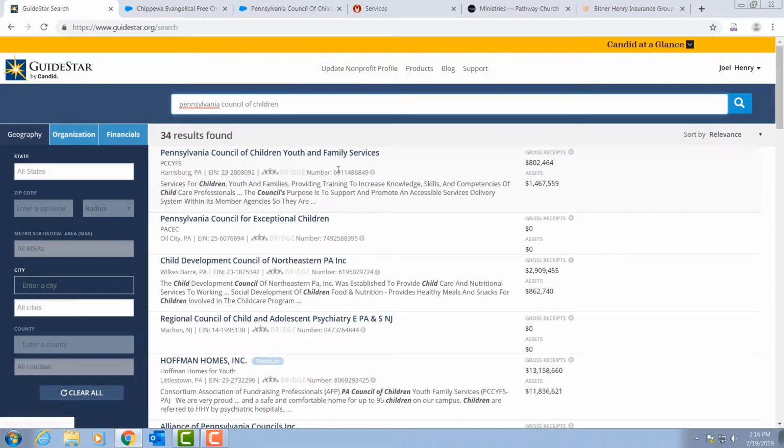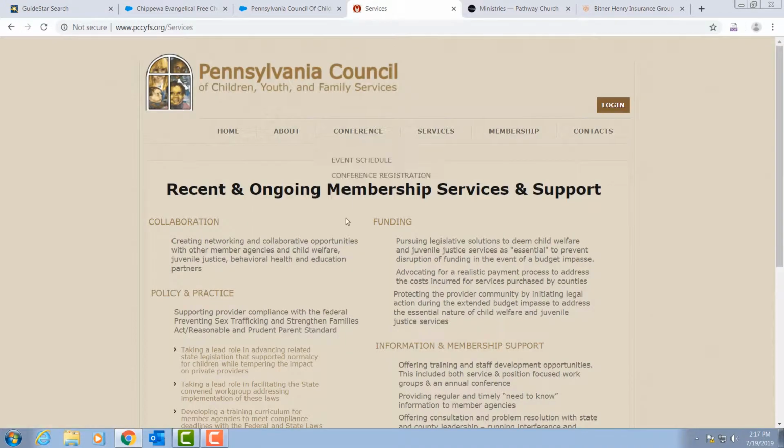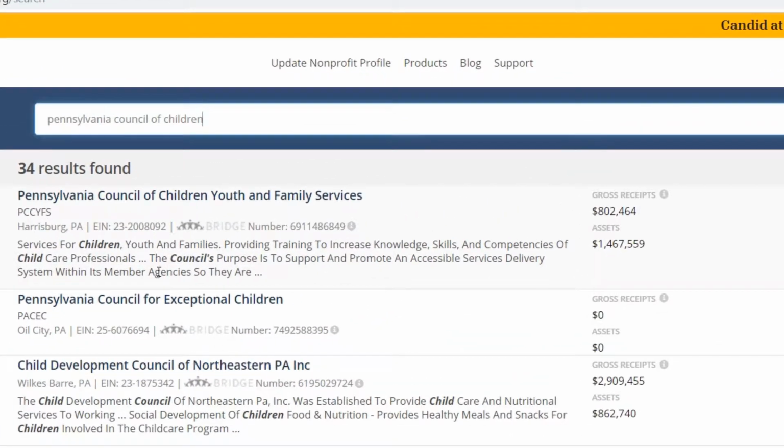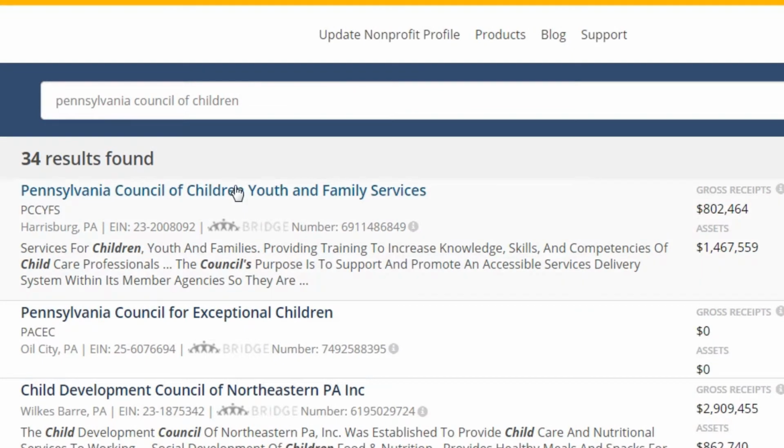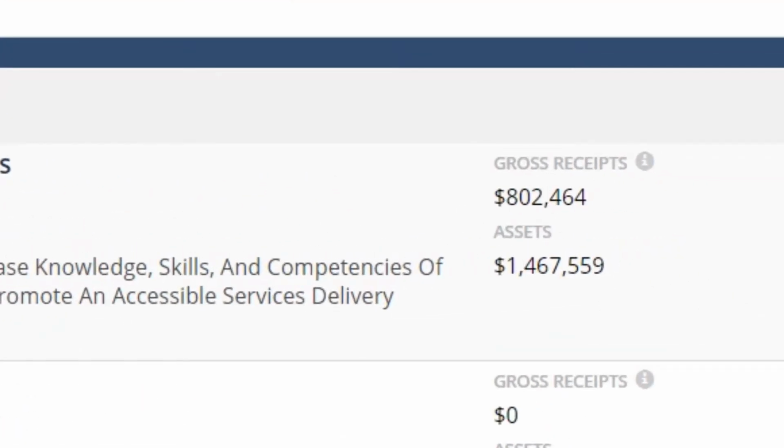So as you can see, I pulled up the account I was looking at before. This is the Pennsylvania Council of Children, Youth, and Family Services, and I have it on this account. So there's some really important information you can find on here. First of all, you have your FEIN. So that's a little bit of information that you need to start. The second thing is you can see their assets and gross receipts.